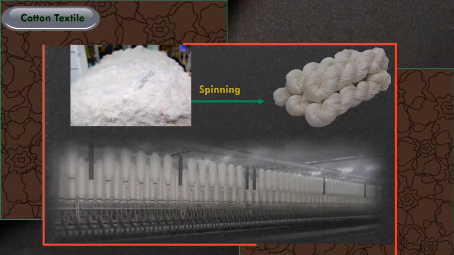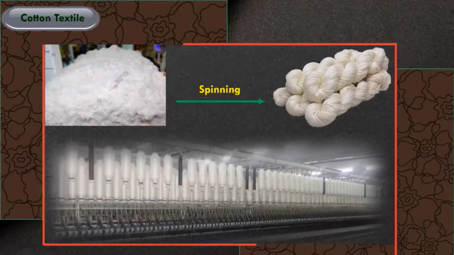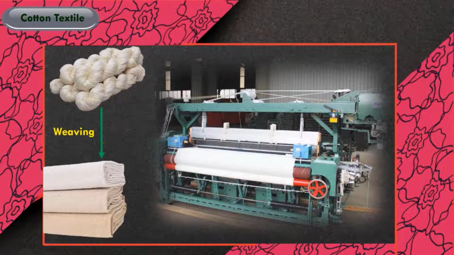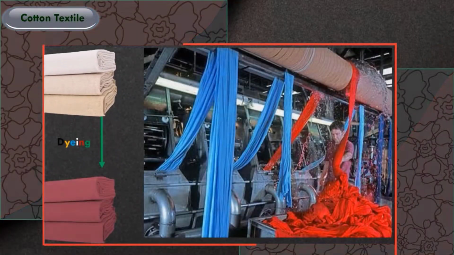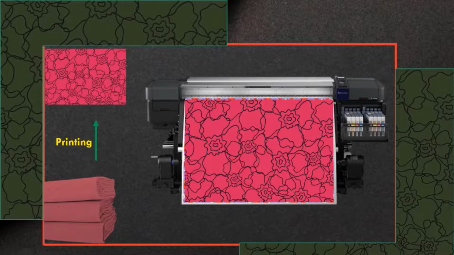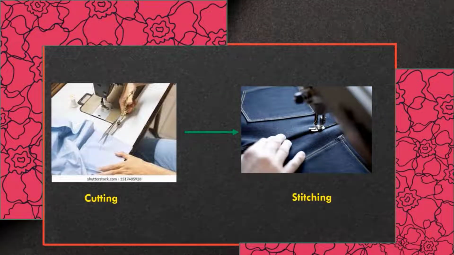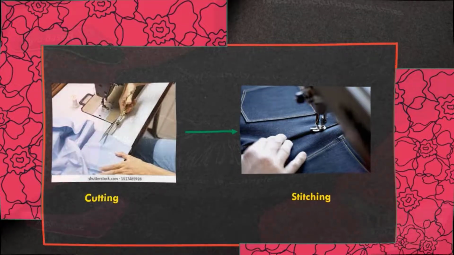Then yarn is produced in the spinning sector. The output, yarn, is more valuable than raw cotton. The yarn then is woven into fabric in the weaving sector. The cloth is more valuable than yarn, isn't it? The next stage is dyeing. Then the dyed cloth is taken for printing designs. Cutting, stitching are the last stages to produce the final product, that is garment.